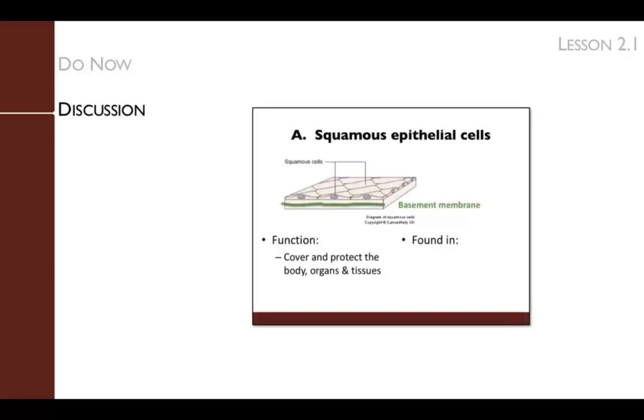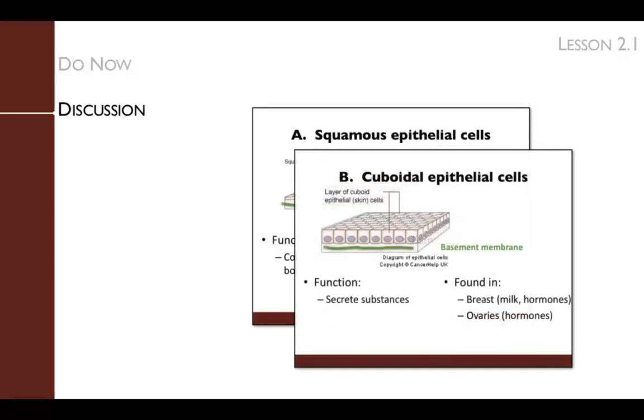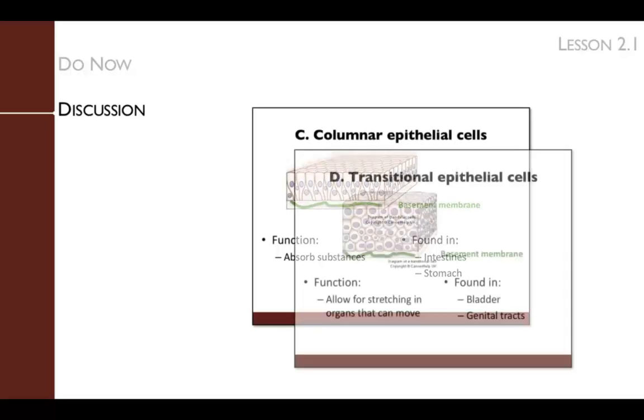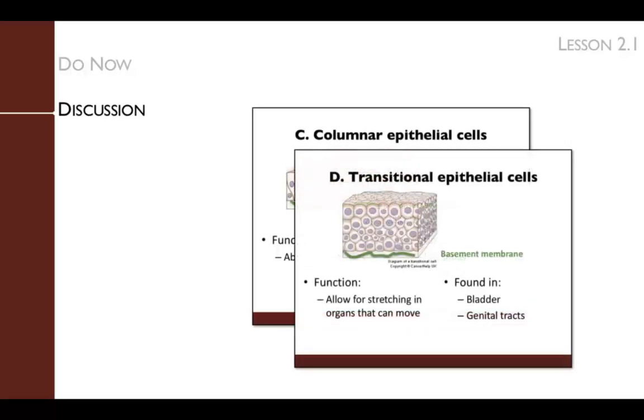Squamous epithelial cells, cuboidal epithelial cells, columnar epithelial cells, and transitional epithelial cells. Note the position of the basement membrane that separates the parenchyma and the stroma. In normal tissue, parenchyma never passes into the stroma.